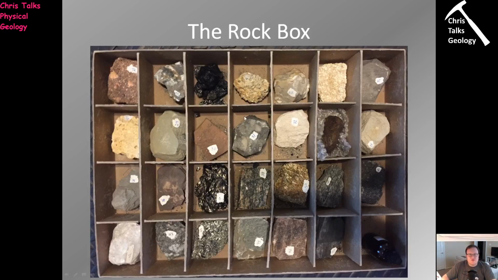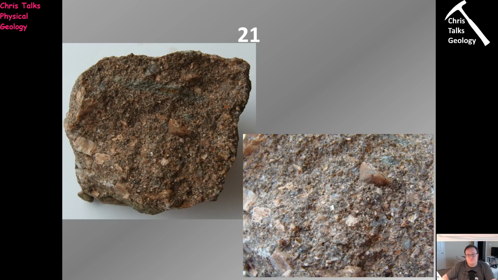Okay, so this is the rock box as you would find it in the classroom. So it's actually just the rocks outlined here in red that would be available to you if we had them. So the first rock in the sequence is 21 and the final rock in the sequence is 36. Okay, so let's talk about rock 21 to start with.